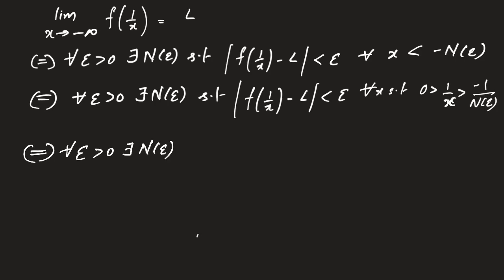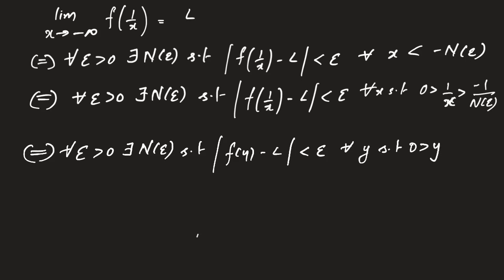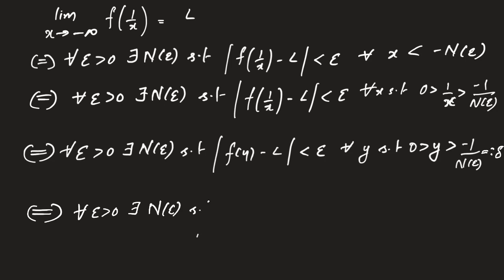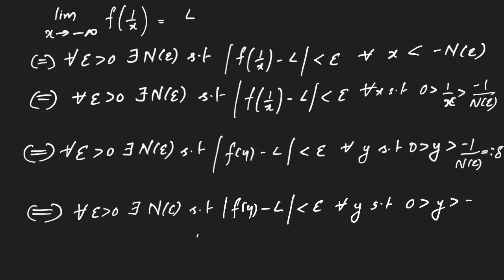for every epsilon greater than 0, there exists an N of epsilon such that mod of f of y minus L is less than epsilon for all y such that 0 is greater than y is greater than minus 1 by N of epsilon. So if we call this quantity delta, then we can clean this up and say for every epsilon greater than 0, there exists an N of epsilon such that mod of f of y minus L is less than epsilon for all y such that 0 is greater than y is greater than minus delta.